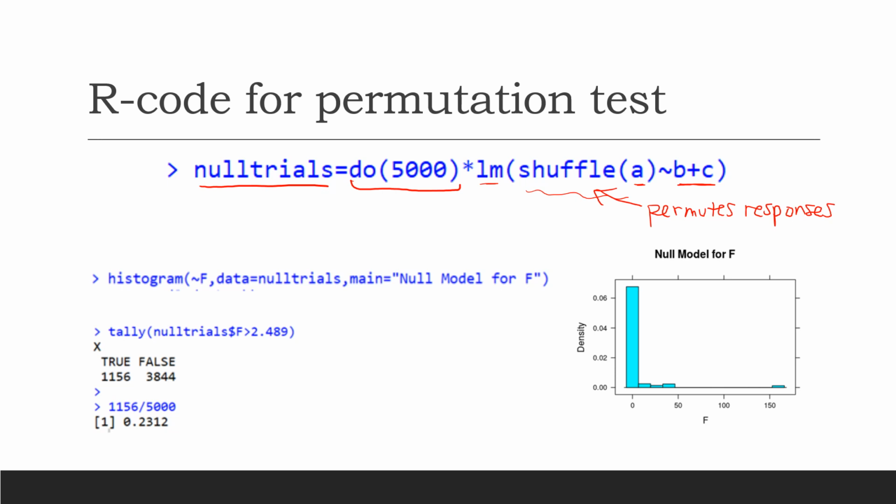Made a histogram so that I could look at them. And then I knew I was looking, because 2.489 was my test statistic from the original sample. I counted with the tally function how many of these null trials had the F statistic greater than 2.489. It told me that there were 1,156. And then I divided this by 5,000 because I had done 5,000 total trials.